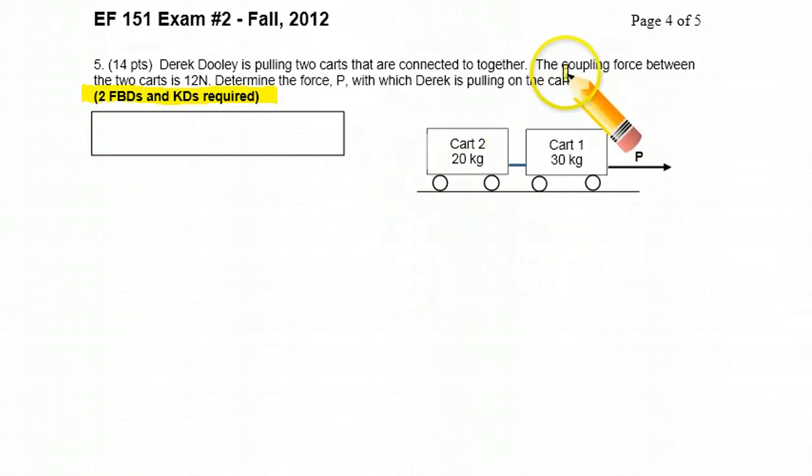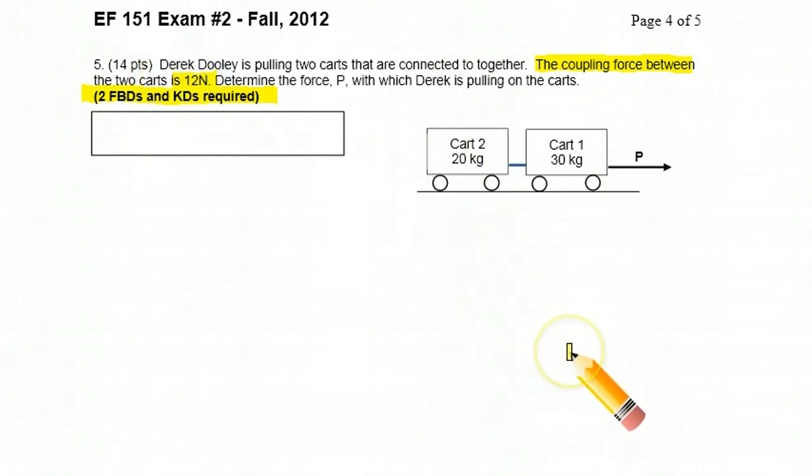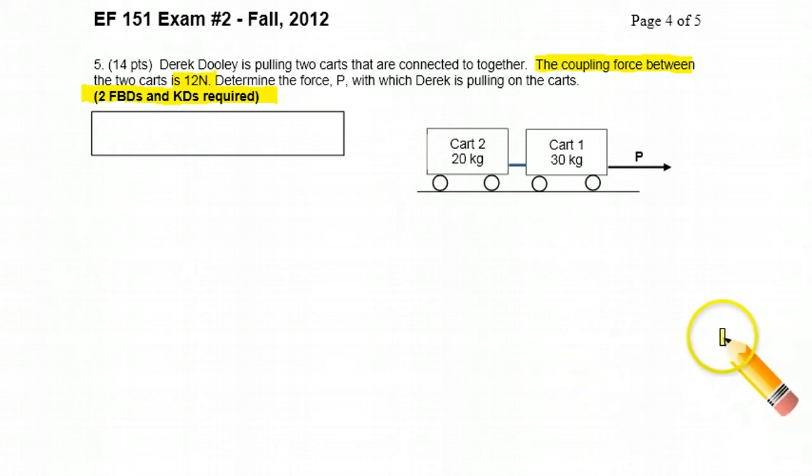That's sort of implied by the fact that you're given information about the coupling force, 12 newtons. So we'll have to draw at least one free body diagram that has that in there. And if you think about it, that's helping us determine the acceleration. Okay. So I only have a couple choices.